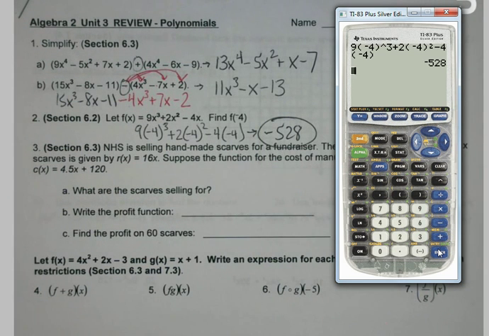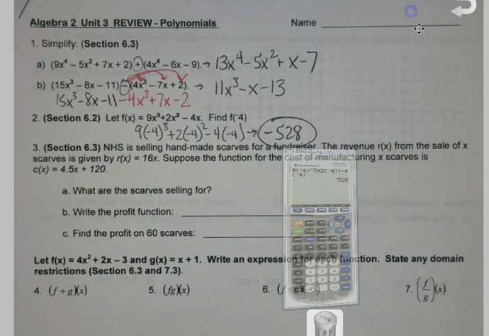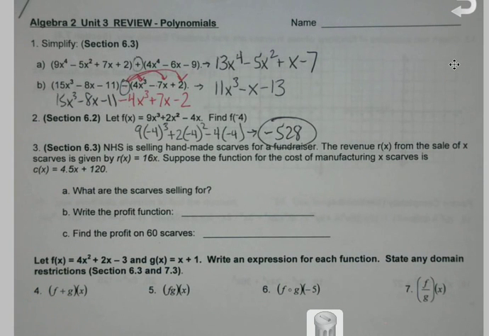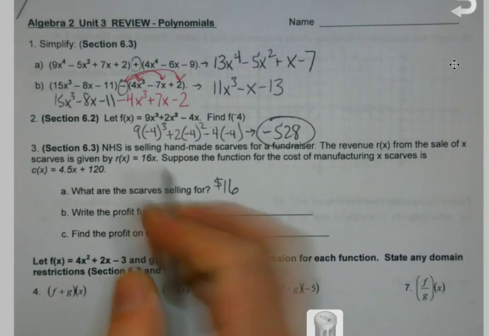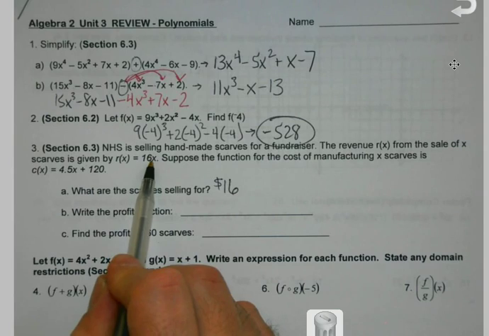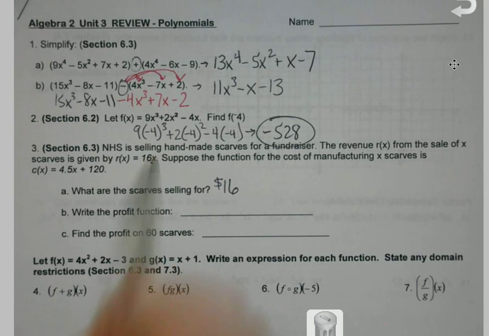Now to one of our favorites. We have a story problem. NHS is selling handmade scarves for a fundraiser. The revenue from the sale of x scarves is given by R of x equals 16x. Suppose the function for the cost of manufacturing the scarves is 4.5x plus 120. What are the scarves selling for? Here's my revenue. So it'd be $16 per scarf. So I've got to put a value to that.